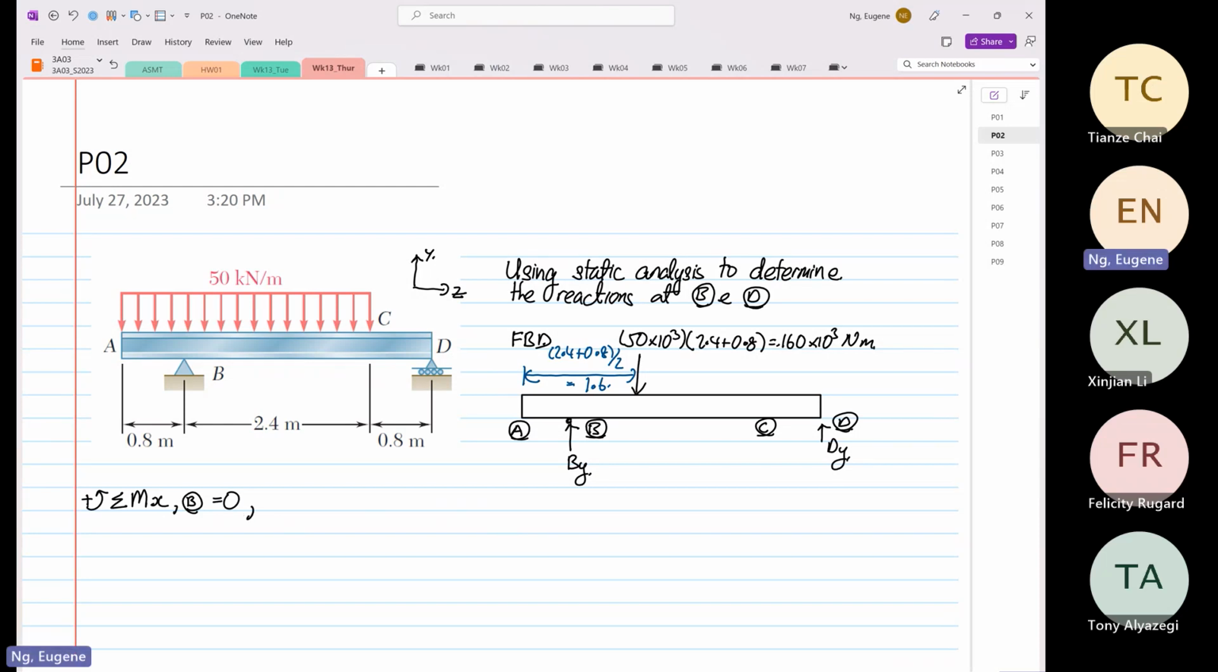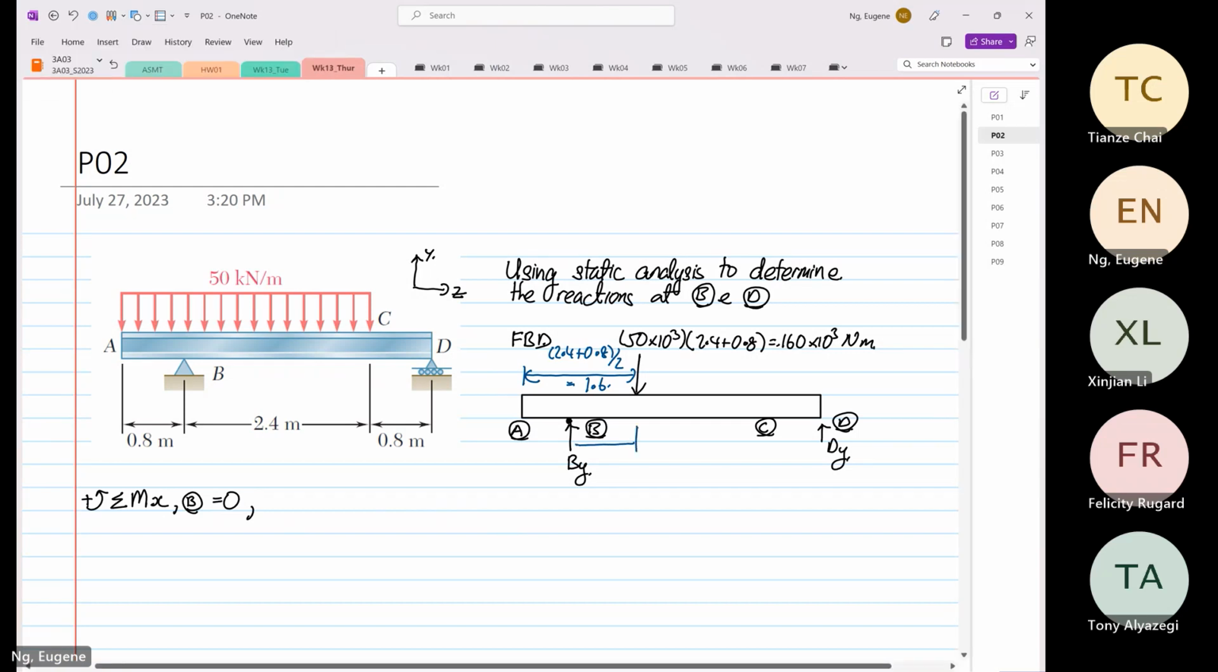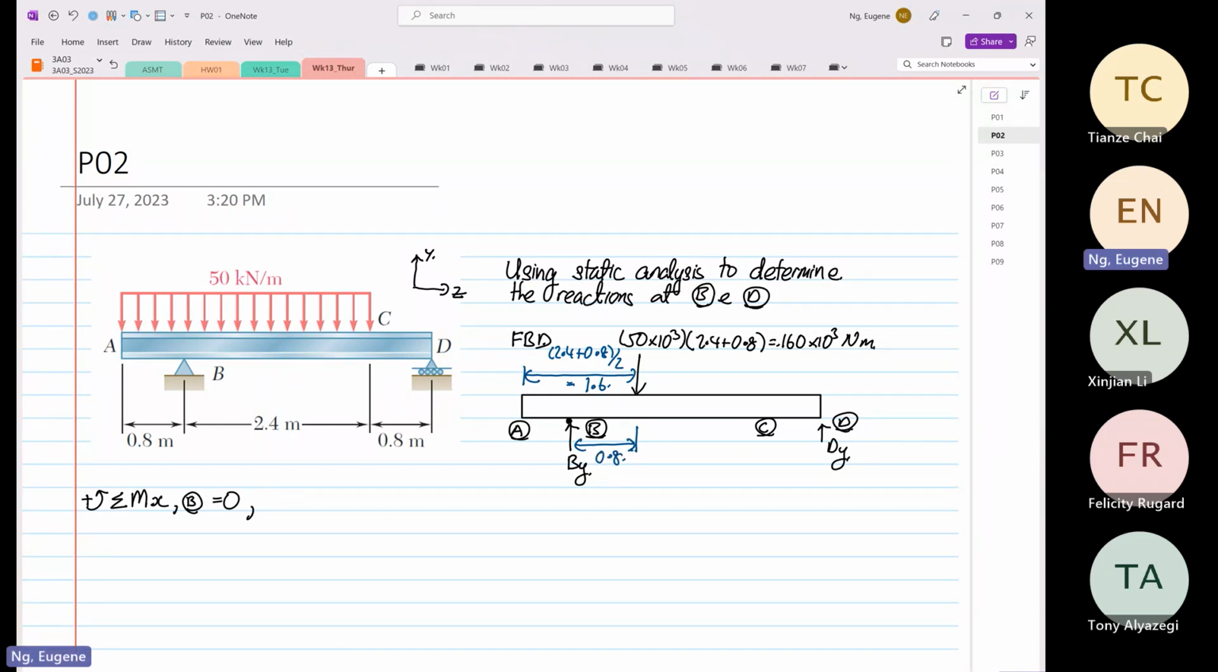So we're going to take moment from point B, right? So 2.4 plus 0.8 divided by 2 is 1.6. So the distance from here to here is equal to 0.8. Okay. So taking moment from here is going to be clockwise, minus by 180, not 180, 160.